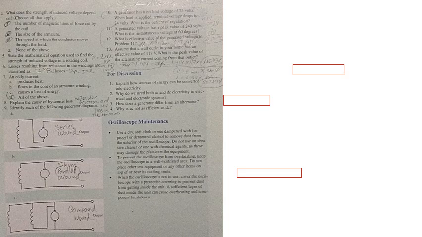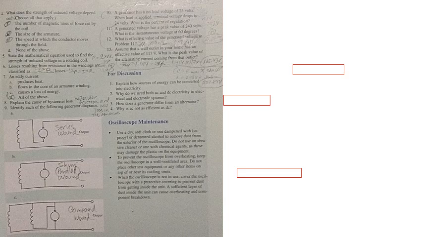Question 9. Identify each of the following generator diagrams. A is identified as a series wound, B is identified as a parallel or shunt wound generator, and C is a compound wound generator. Question 10.